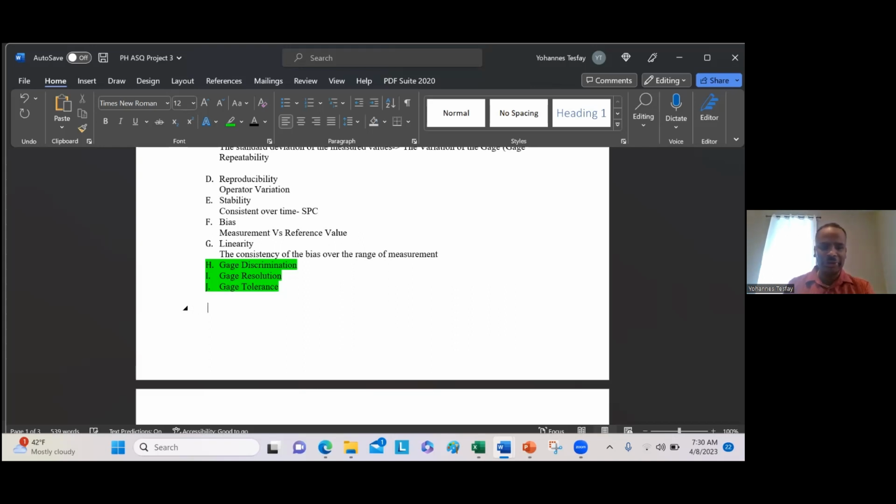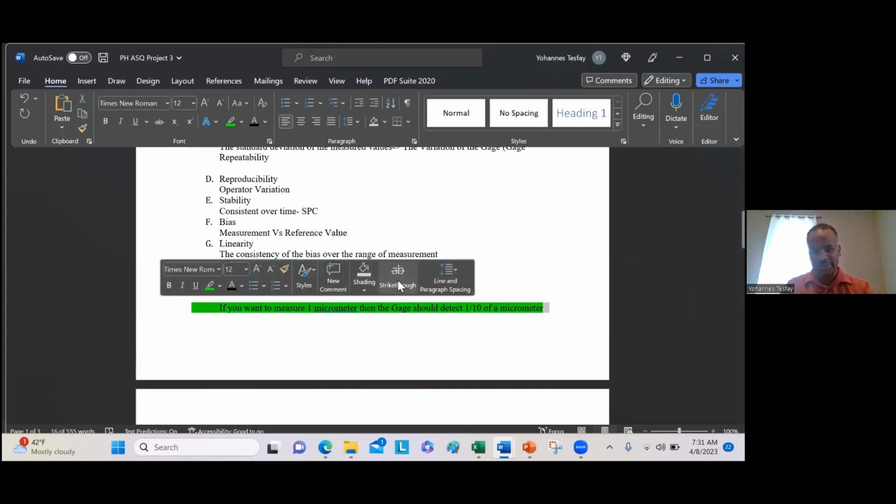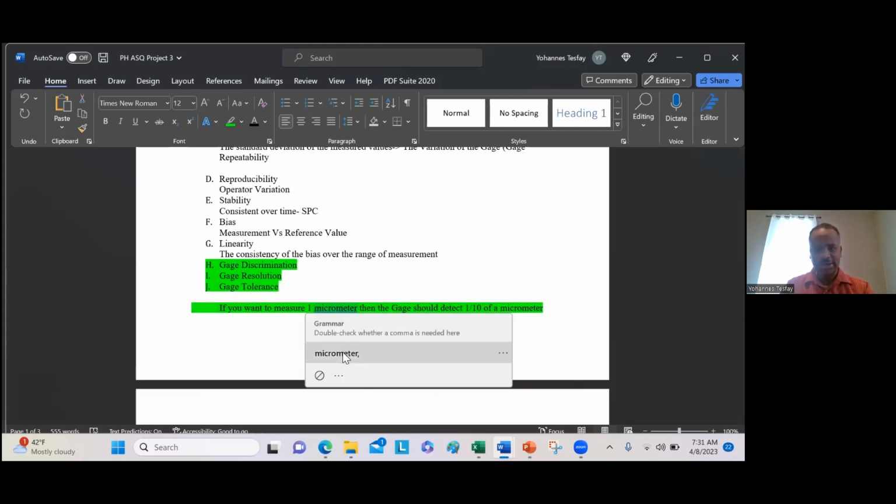There is a point you have to note here, a very essential point. If you want to measure, for example, a micrometer, then the gauge should detect 1/10 of a micrometer.